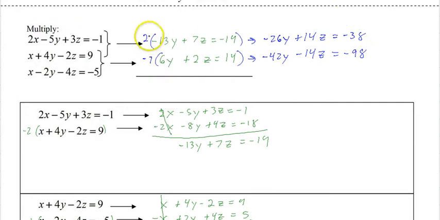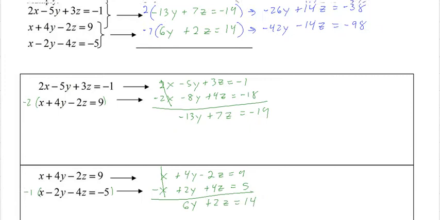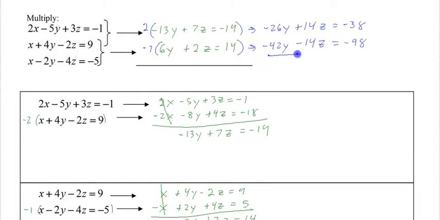And double check our signs. Negative, positive, negative, negative, negative, negative. Yes. Okay. Add them up. Those cancel, and we get -68y equals 136, and there's your equation.